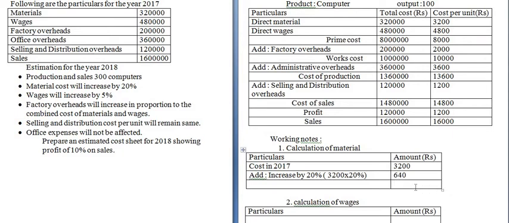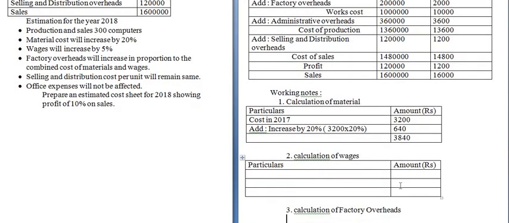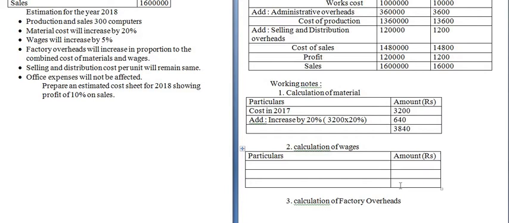Now make total of this. This total is 3,840. It is 3,840. Understanding? Okay. Now for calculation of cost of material for the year 2018, we will be taking cost per unit as 3,840 because it is increased by 20%. Okay. Now read second point.